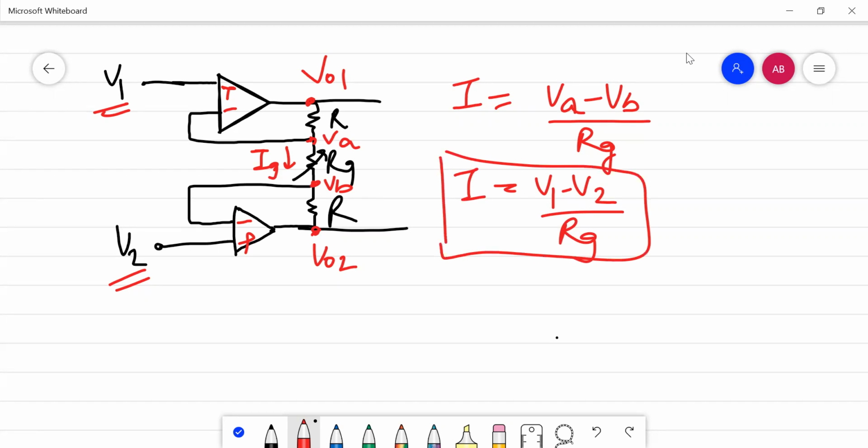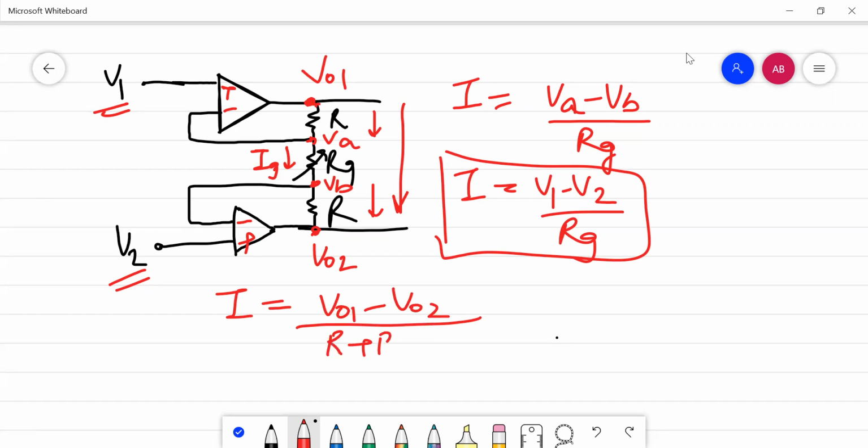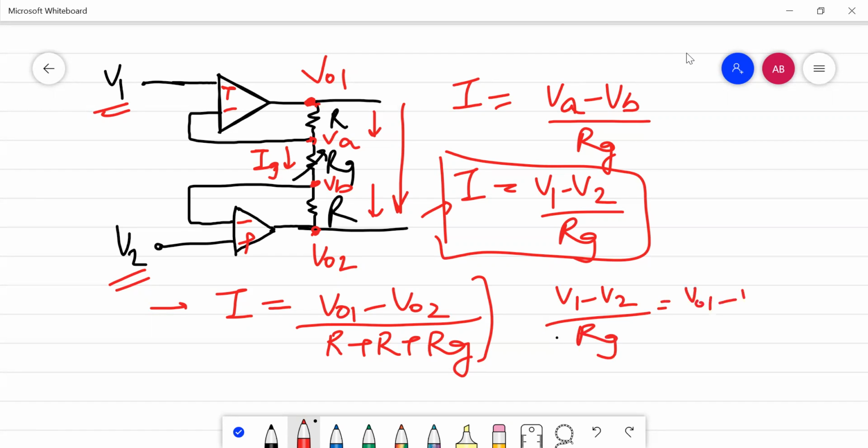But this current I is also flowing through the R resistors as well. So if we check the value of the current in this arm, I will be equal to the voltage drop here, that is (V01 minus V02), divided by the sum of all the resistors. Now both of these should be equal. Equating both of them, we get (V1 minus V2) upon RG equal to (V01 minus V02) divided by the sum of the resistors.